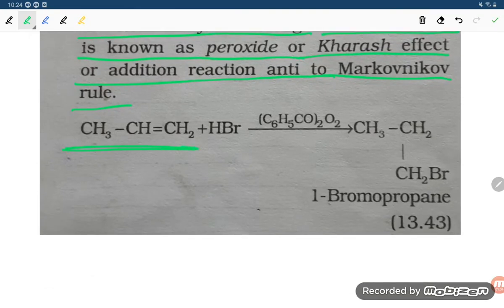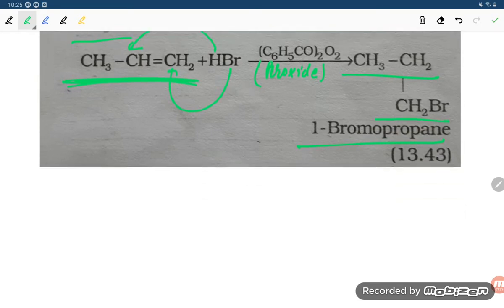So this is an unsymmetrical alkene, students, because on the two sides of the double bond there are different groups. So this is the benzoyl peroxide. With this peroxide, when you are heating, hydrogen goes to the carbon having the least number of hydrogens, and bromine goes to the carbon having more hydrogens. So here what is forming? CH3CH2CH2Br, 1-bromopropane, is the product.